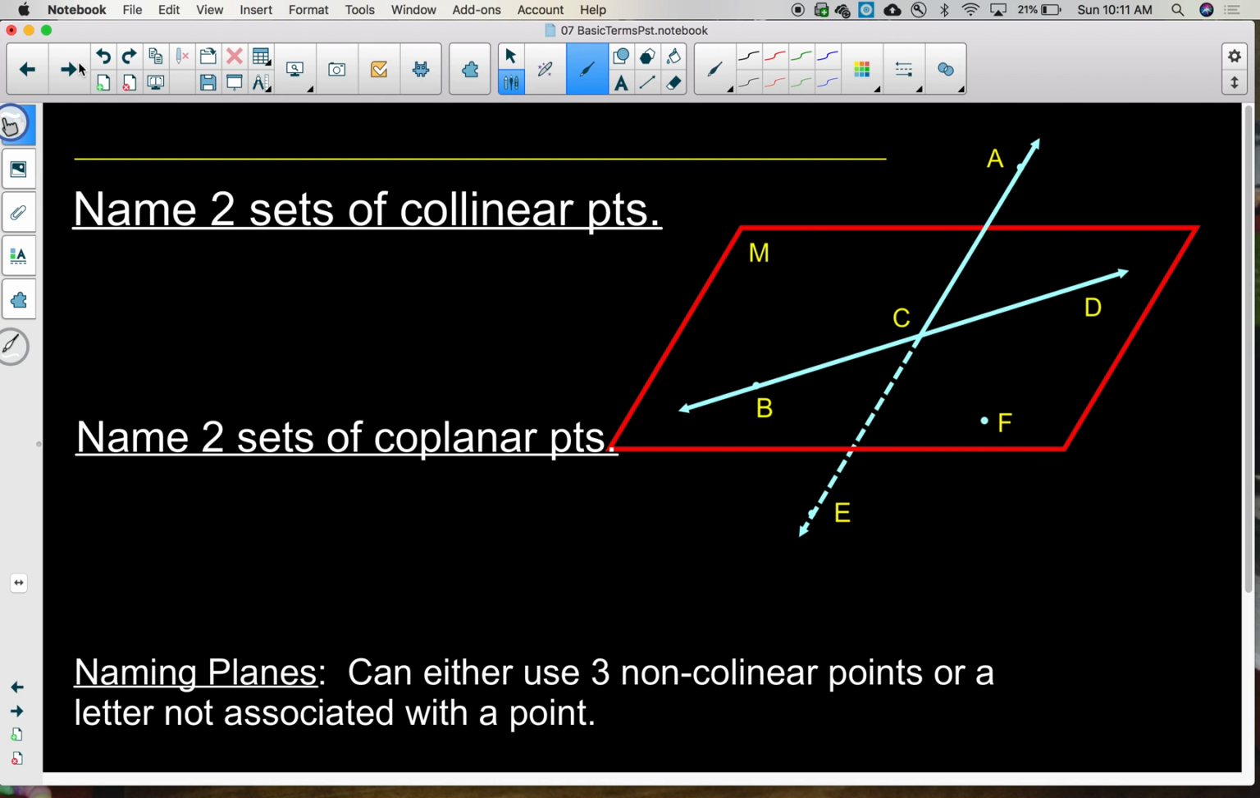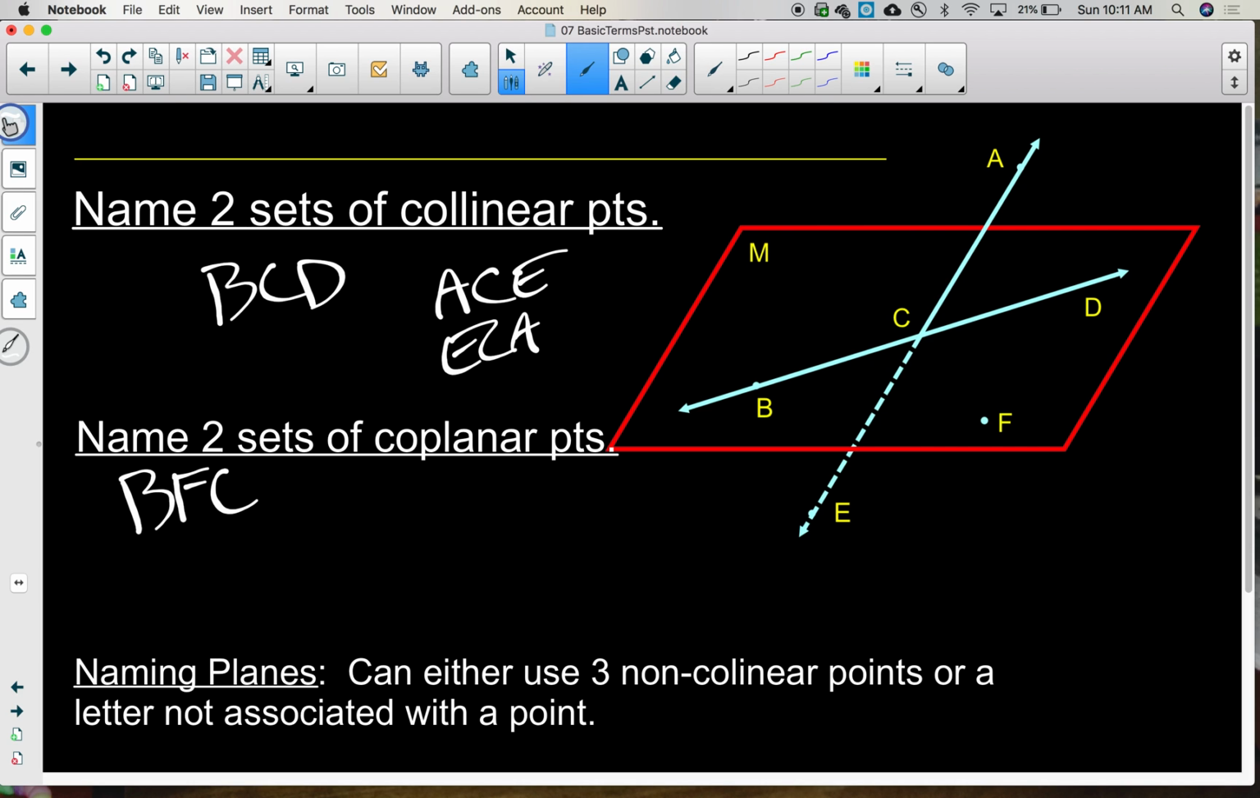Okay, so if we're naming two sets of collinear points, two sets of collinear points would be BCD and ACE. Now, those could be labeled in any order as long as the direction holds true. So, for example, ECA, those would be collinear points. Coplanar, on the same plane. So points that are on the same plane would be BFC and DCF.